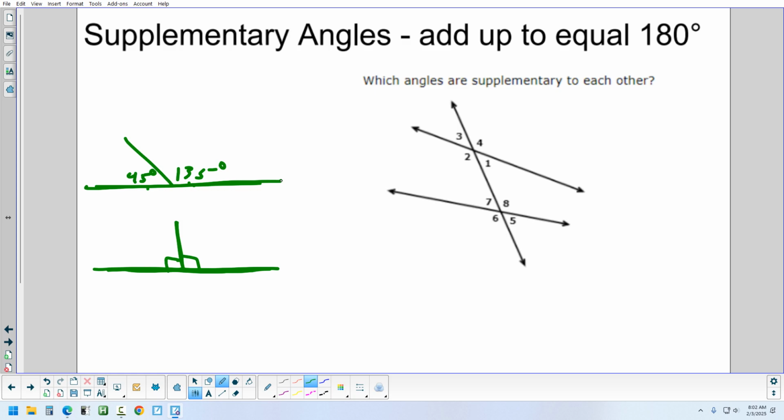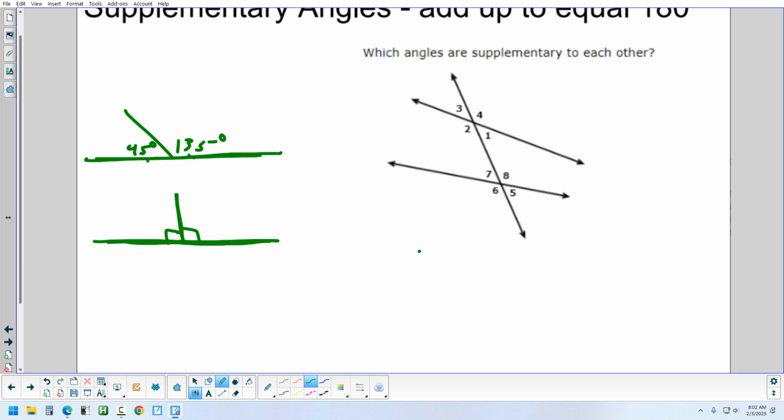Yep. Angle 7 and 8. Yep, 7 and 8. That's one pair. Anybody see another pair of angles? Yep. 6 and 5. 6 and 5. Yep. Let's focus down here first, and then we can do up the other part. So we got 7 and 8. We've got 6 and 5.